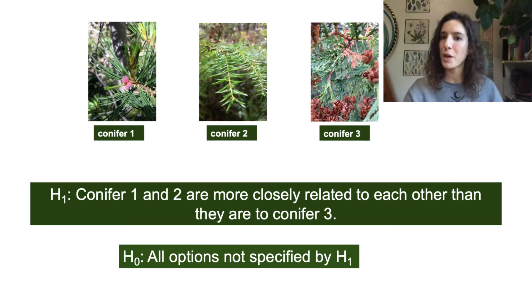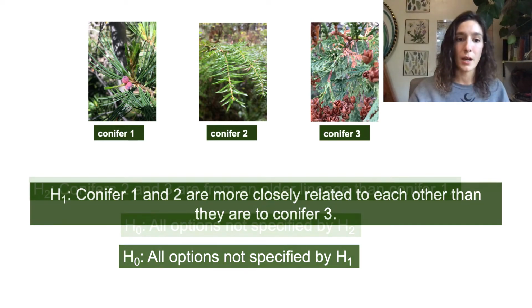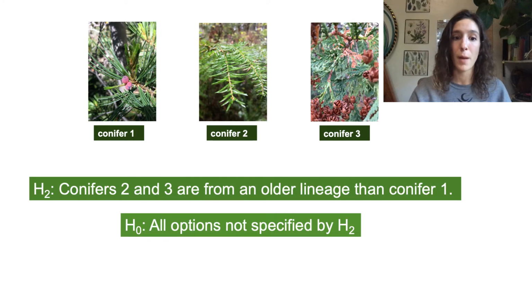Well, actually, I have another hypothesis about these 3 conifers. My other one is that conifers 2 and 3 are from an older lineage than conifer 1. In other words, they sort of evolved before the lineage that led to conifer 1. And the null hypothesis for this would be, again, all other options. So maybe the other option would be that conifer 1 is from an older lineage than conifer 2 or 3.